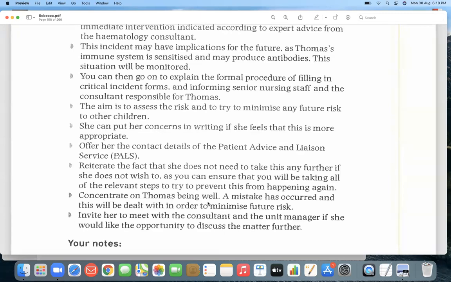Concentrate on Thomas being well. A mistake has occurred and this will be dealt with in order to minimize future risk. Invite her to meet with the consultant and the unit manager if she would like the opportunity to discuss the matter further.